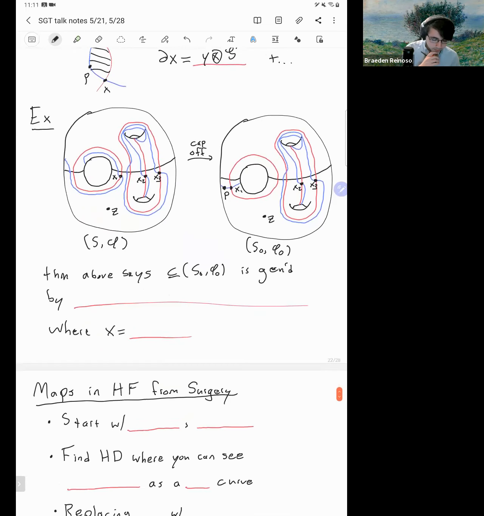And the theorem that I wrote down above tells you that your twisted contact class is simply generated by this X tensor zeta to the n, where X is just equal to this x1, x2, x3 tuple of intersection points.